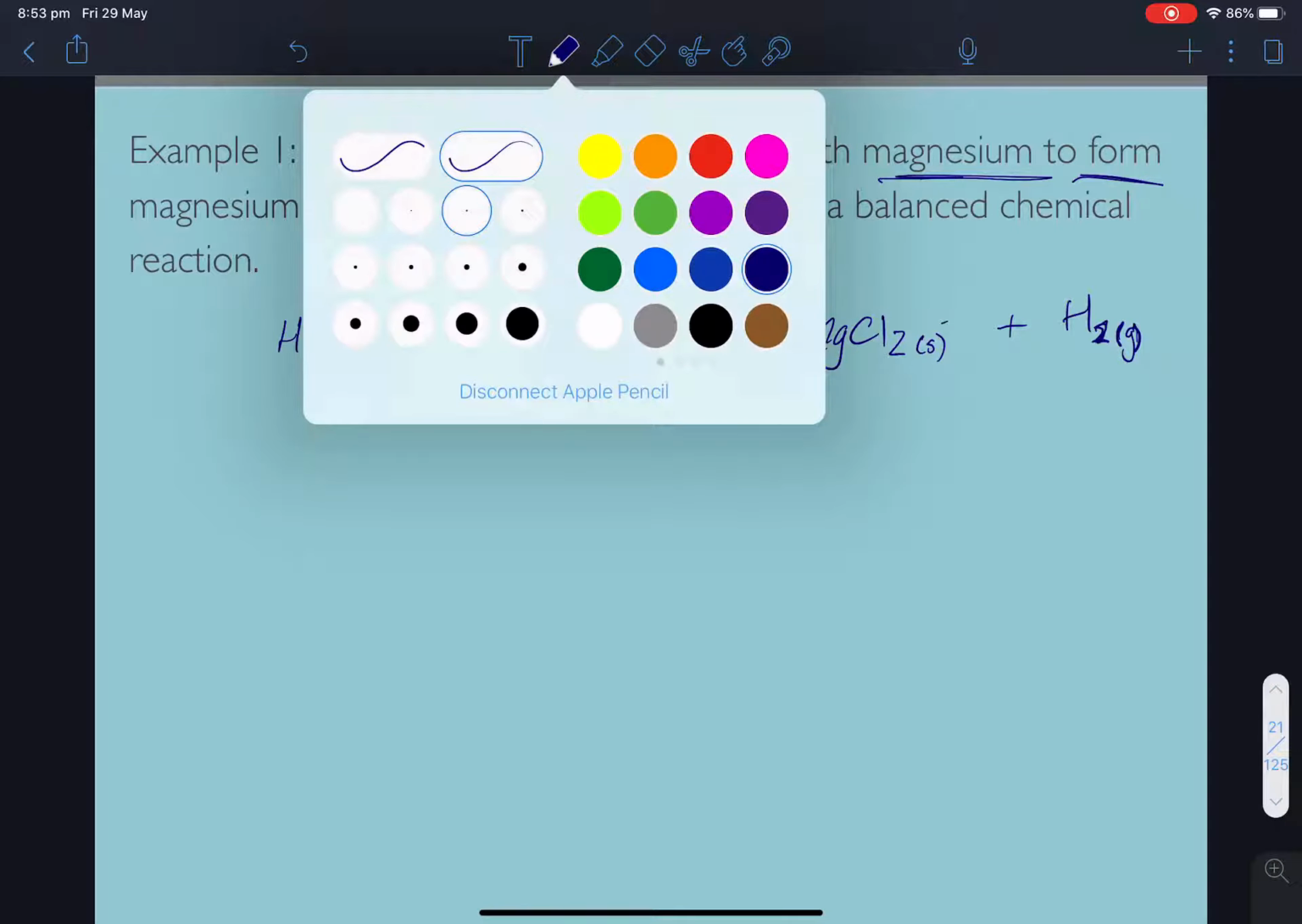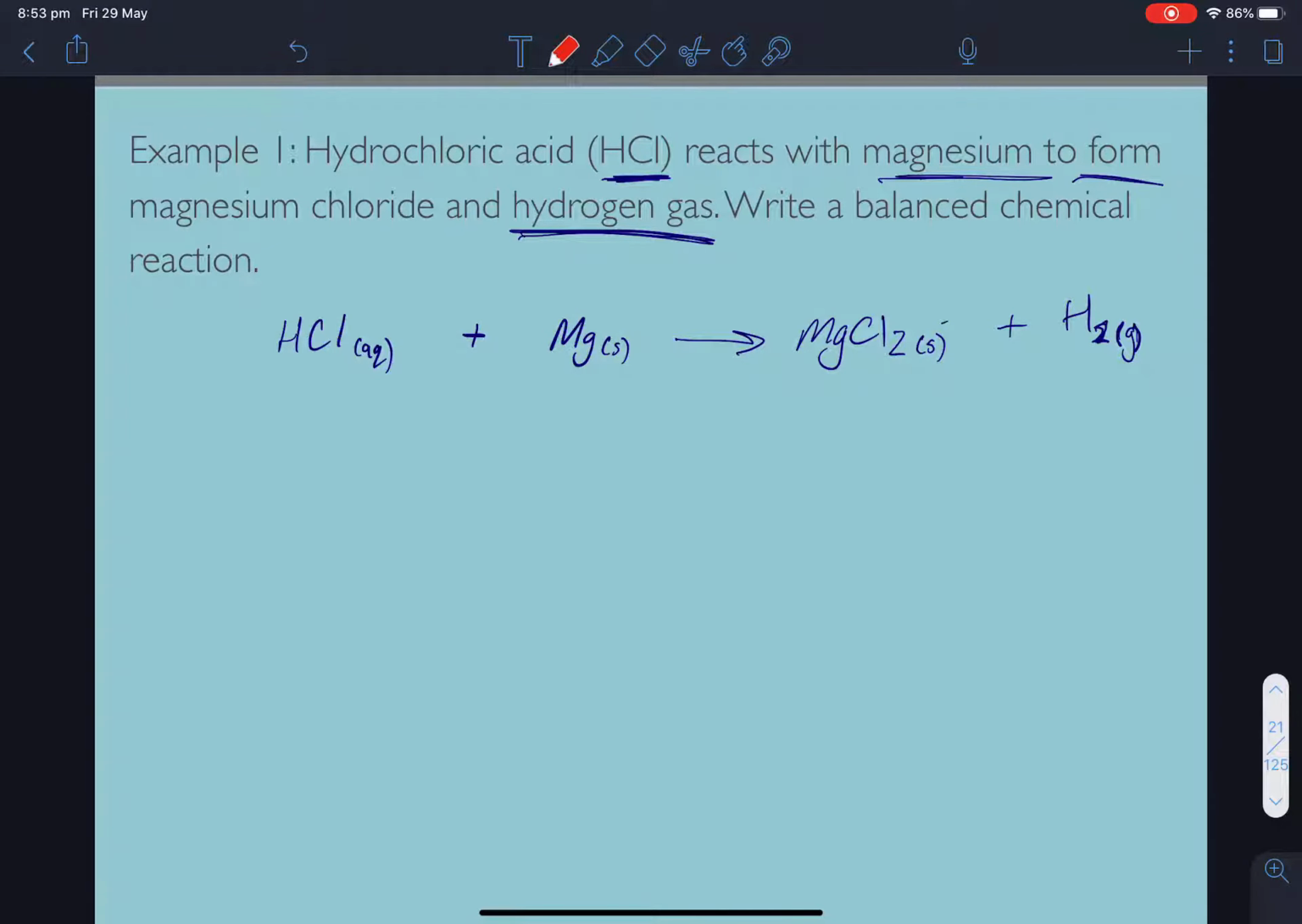What I might do is swap colors to help it stand out. All right, what have I got on the left-hand side? I might start with magnesium because why not? We've got magnesium and hydrogen by itself, so one doesn't really have an advantage. Let's go magnesium. I've got 1 on the left from the magnesium and I've got 1 on the right in magnesium chloride. So I'm all good so far with magnesium.